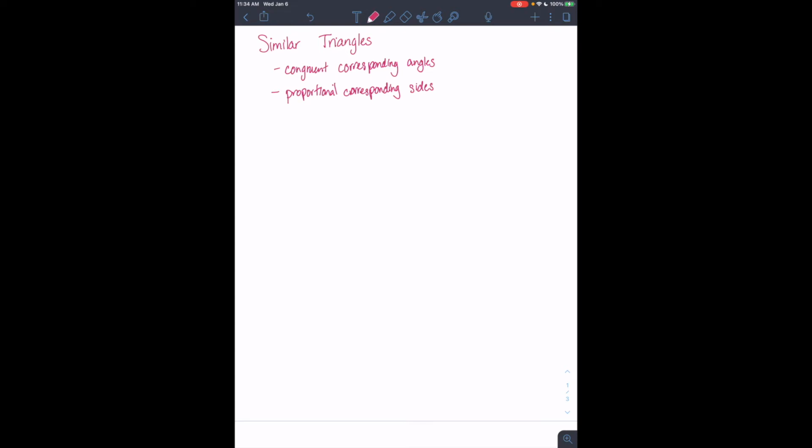And what that means, when they have proportional corresponding sides, we have learned, is that from one shape to the other, all side lengths are multiplied by the same scale factor.